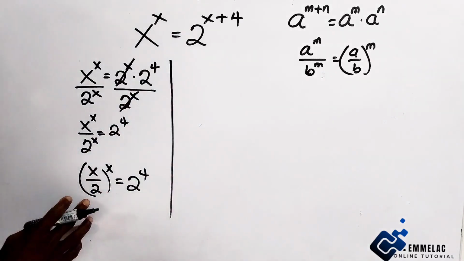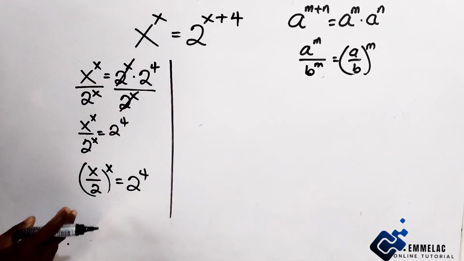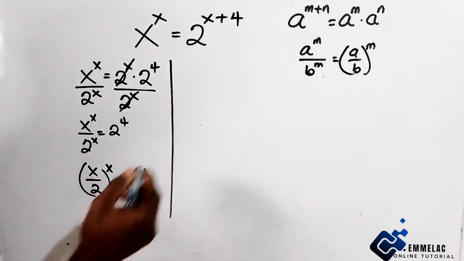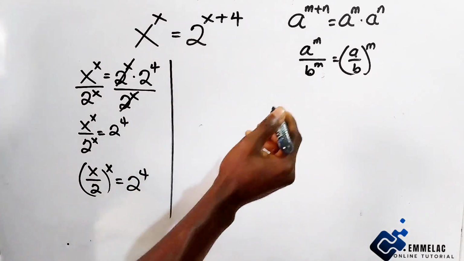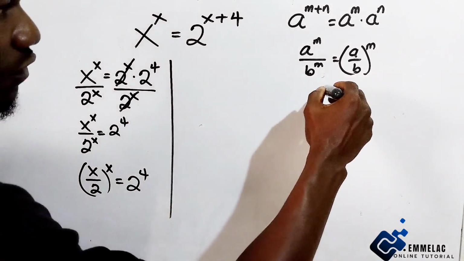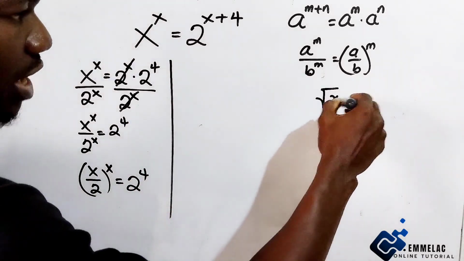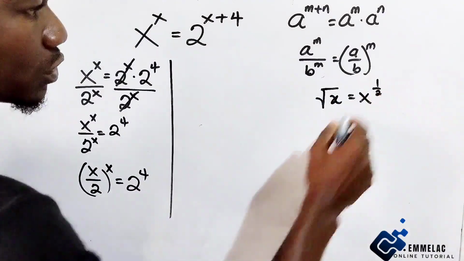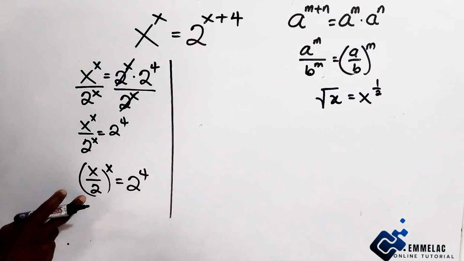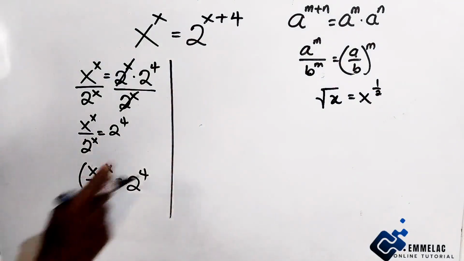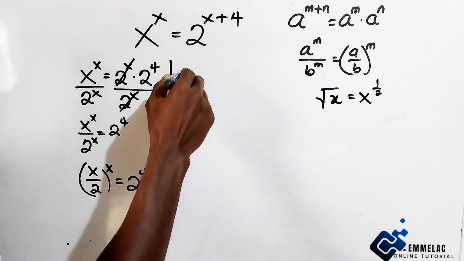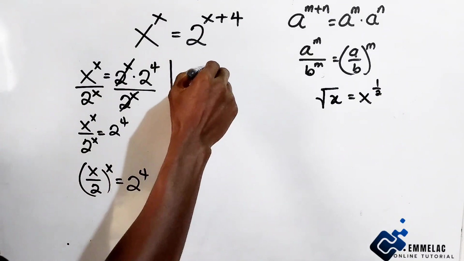Alright, and now at this point, what we just need to do is square root both sides. By square rooting both sides, take note, according to the law of indices, the square root of x is the same thing as saying x raised to the power of 1 over 2. So by so doing, we will now have x over 2 all raised to the power of x.